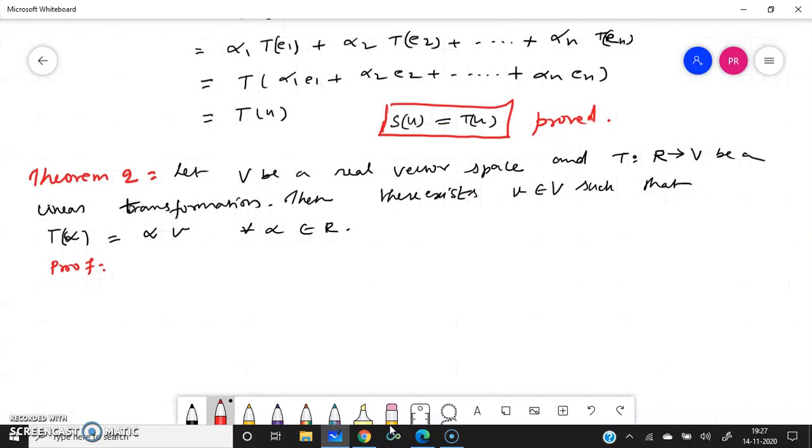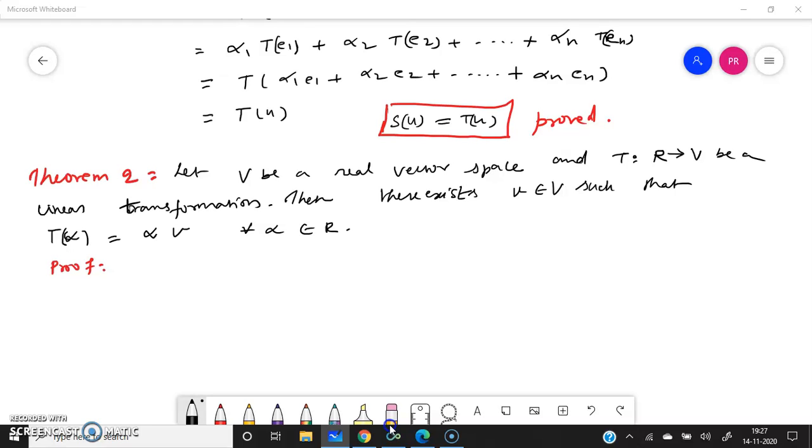What is the information given here? The first information given here is V is a real vector space. Vector spaces have 10 properties, and V satisfies all of them. Moreover, T from R to V is a linear transformation. These two pieces of information are given. Then we have to prove that there exists v in V such that T of alpha equal to alpha into v for every alpha belongs to R.